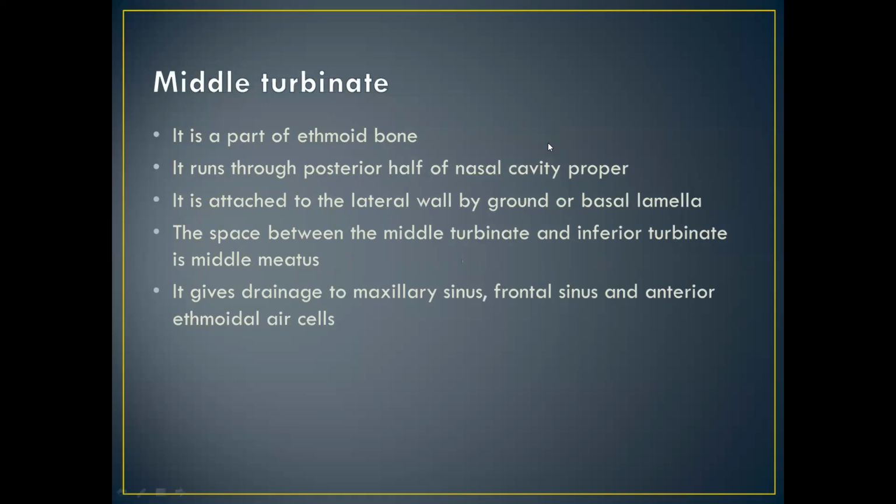Middle turbinate, as I discussed, the space between the inferior and middle turbinate is middle meatus. Middle meatus gives access to the sinuses: maxillary sinus, frontal sinus, and anterior ethmoid air cells. These are the paranasal sinuses which are located around the nasal cavity. They drain into this meatus, middle meatus.